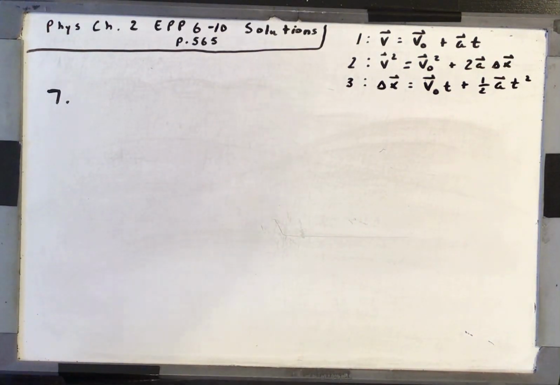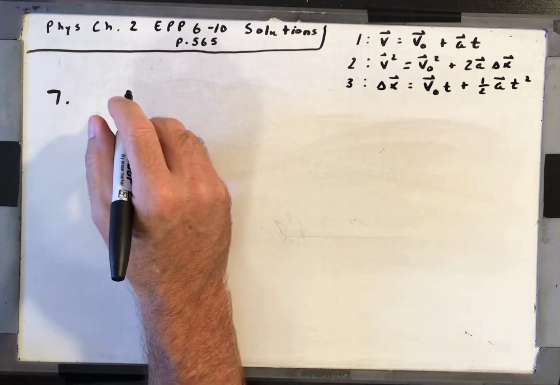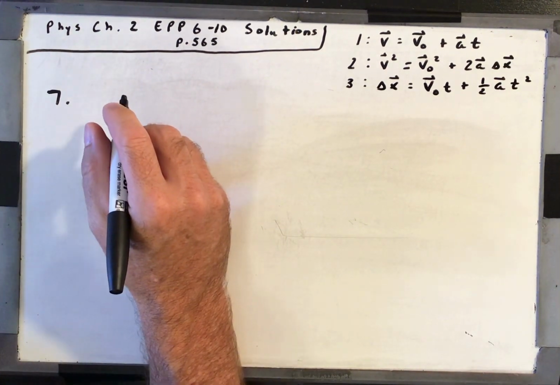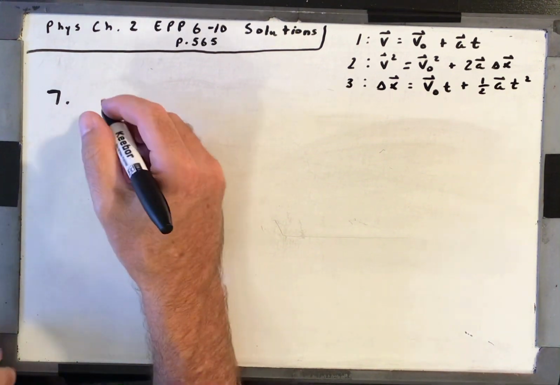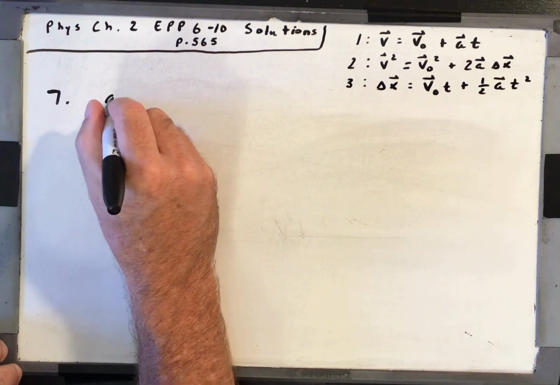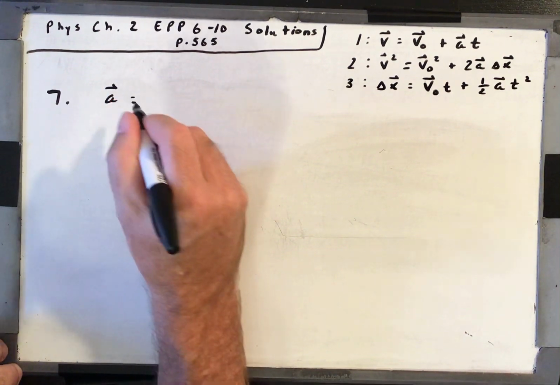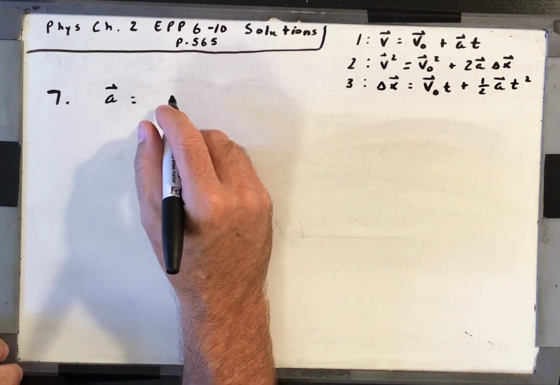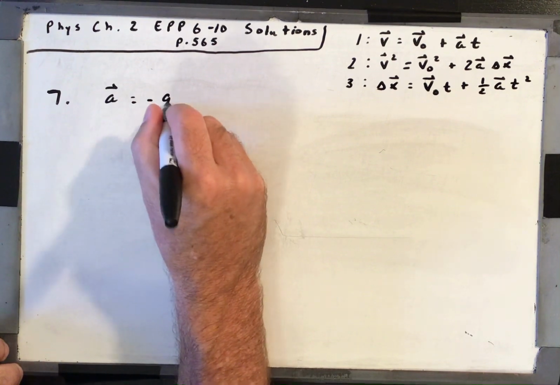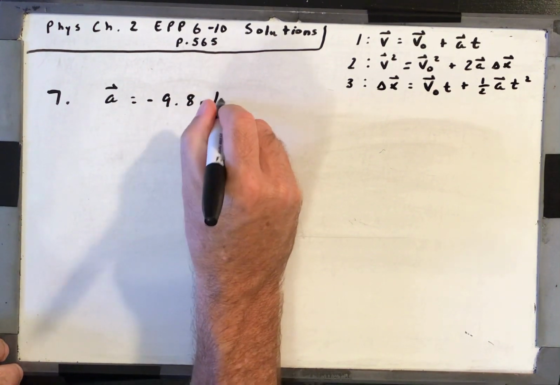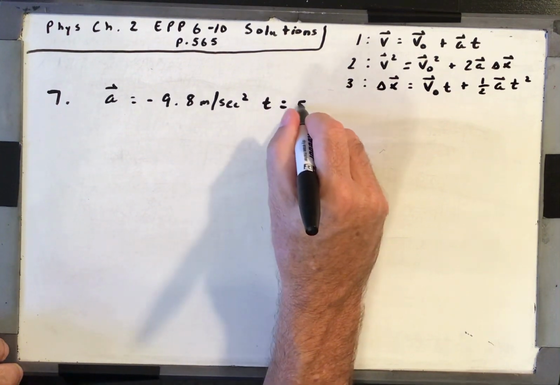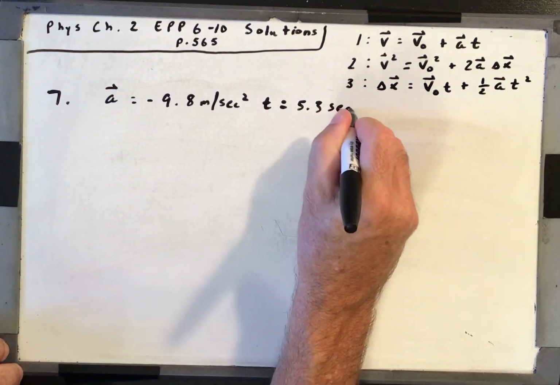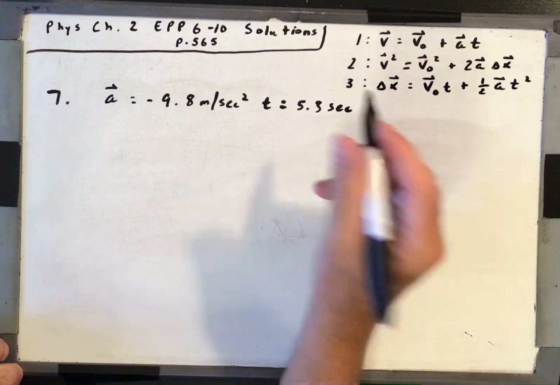All right, let's write out what we know. This is a free fall problem. We don't know if we're in meters or feet. I'm going to go ahead and solve it in meters. On the test, that won't be an issue. I'll tell you what to do. So acceleration is negative 9.8 meters per second squared. Time is 5.3 seconds. We want to know how deep the hole is.